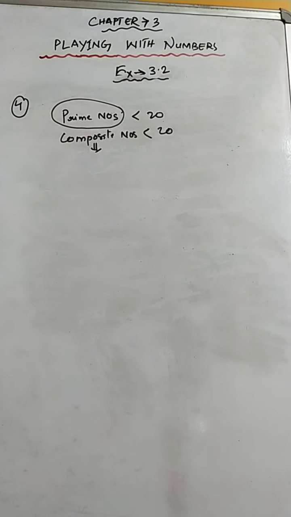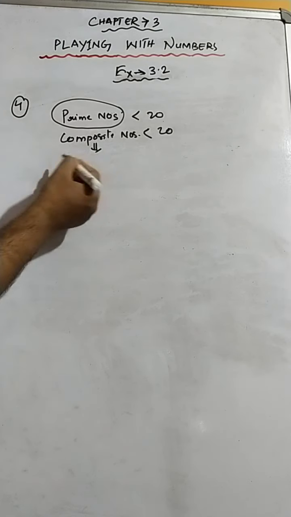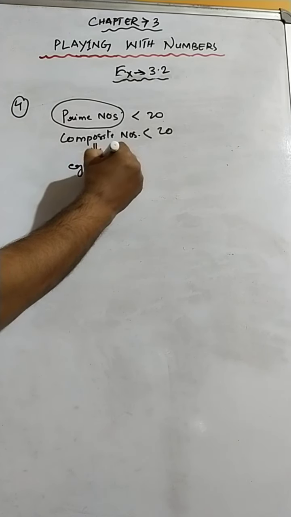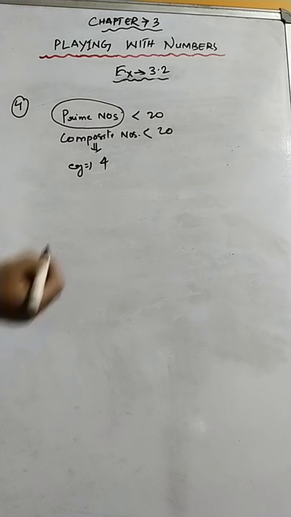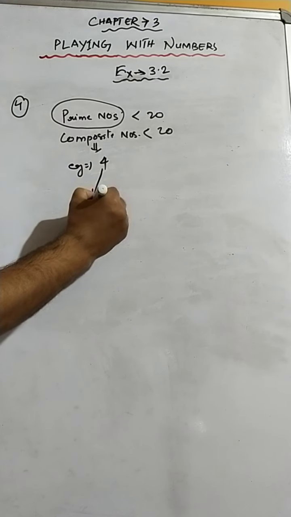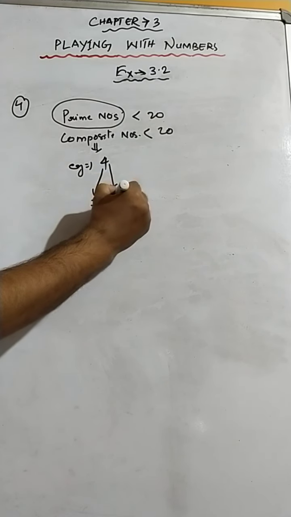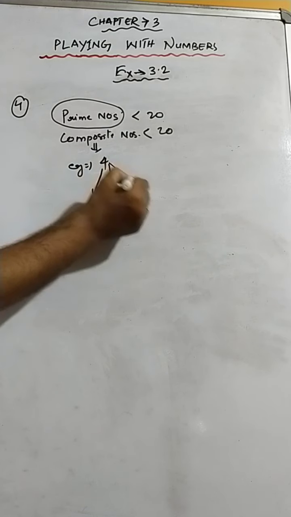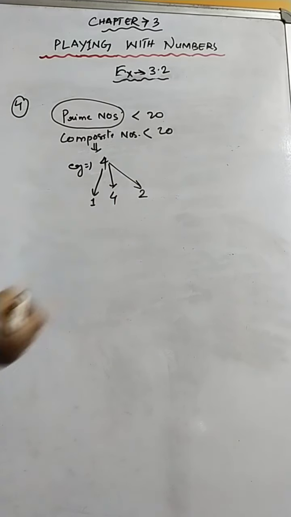The composite numbers are those numbers which are not only divisible by 1 or itself, but are divisible by other numbers also. Fine. So I can give you 4 as an example. 4 is a composite number. Why? Because 4 is divisible by 1, 4 is divisible by 4, that is by itself, and 4 is also divisible by 2. Fine. So that is the reason.